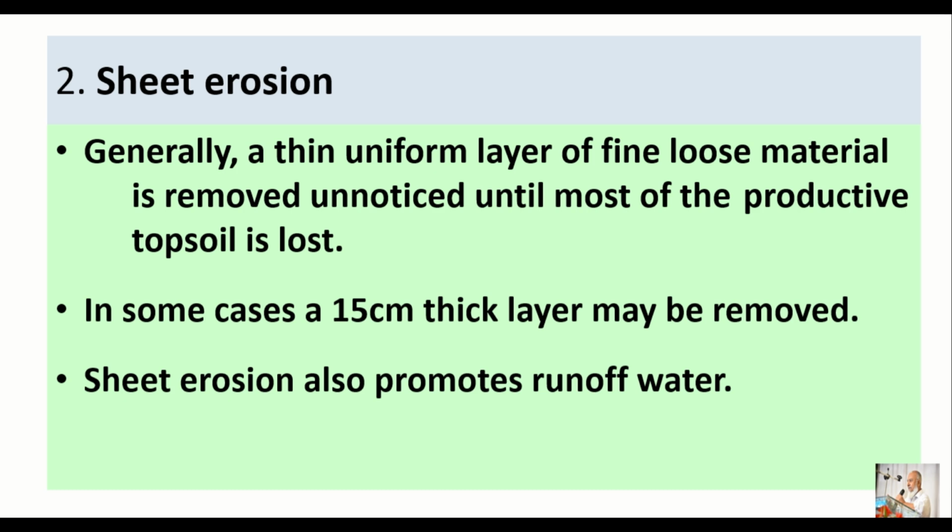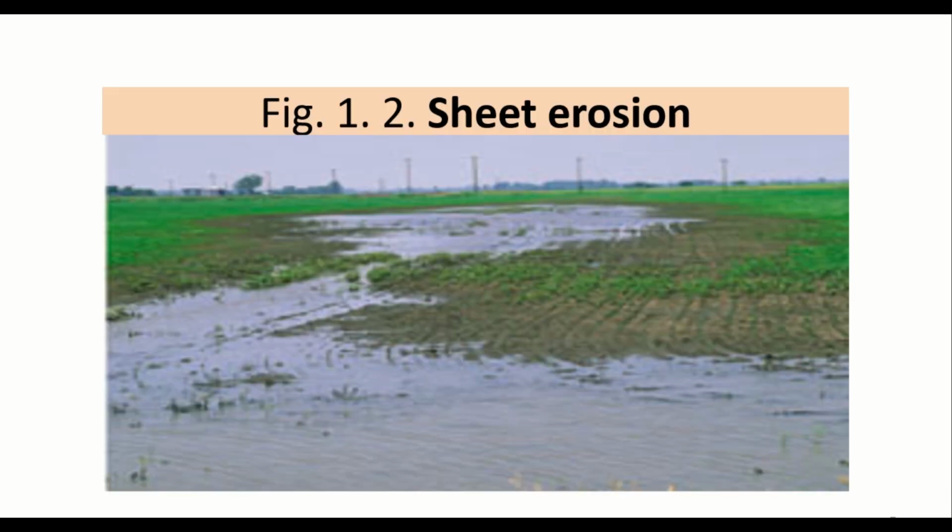Slowly and gradually it moves until a comparative area, a nearby area, becomes visible as eroded or non-eroded. In some cases, a thick 15 cm layer may be removed. It's a very thick layer. Sheet erosion also promotes runoff water. So this is promoting runoff water.